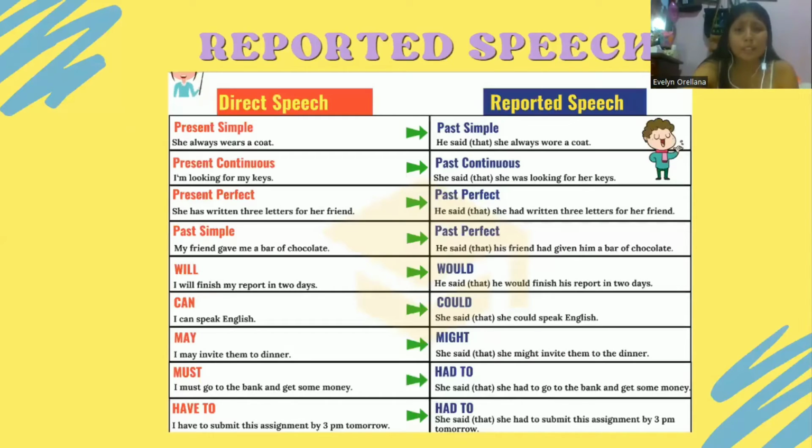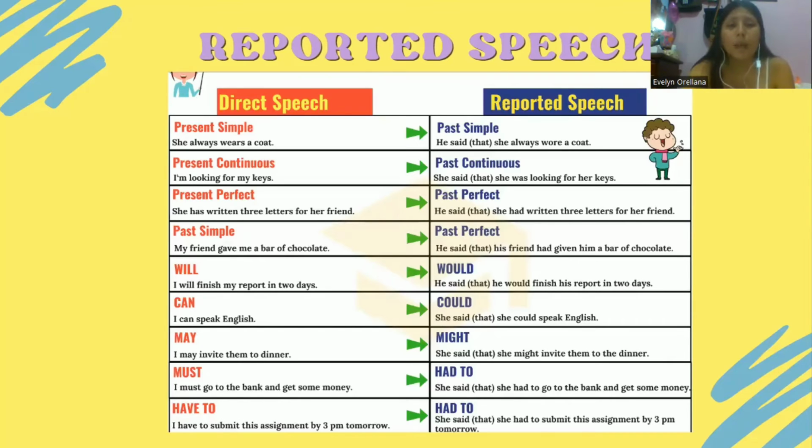Example, direct speech to reported speech. Present simple: she always wears a coat, to past simple: he said that she always wore a coat. Present continuous to past continuous. Present continuous: I'm looking for my keys. Past continuous: she said she was looking for her keys. Present perfect: she has written 3 letters for her friend, to past perfect: he said she had written 3 letters for her friend.